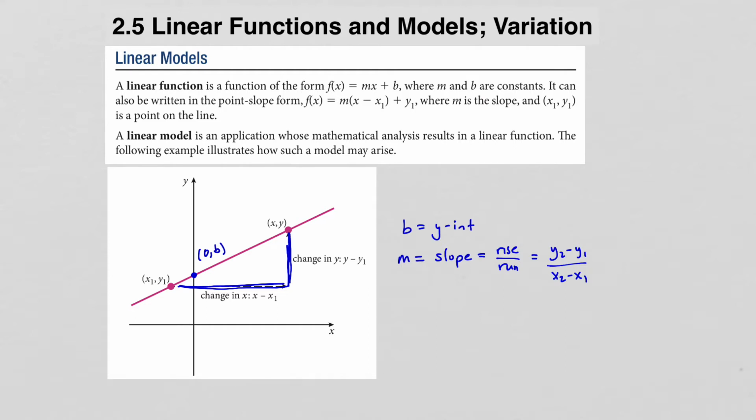So a linear function is just a function that is a line when you graph it. And it can also be written as f of x equals m times x minus x1 plus y1, where m is the slope and x1, y1 is any point on the line. A linear model is an application whose mathematical analysis results in a linear function. All right, let's take a look at some examples.